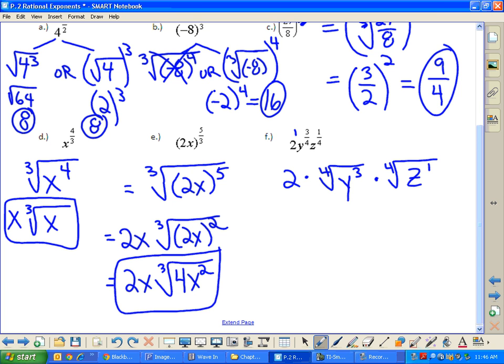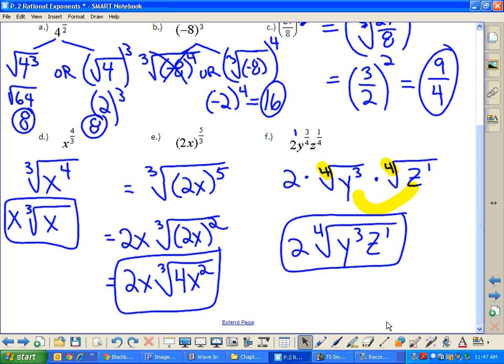Can't simplify either of those radicals, but what I do notice is that their indices are the same, which means we can use our product property to glue those things back together. So this is actually 2 times the 4th root of y cubed z to the 1st. So that is that. Great. So take a look over that because that is our lesson for today. Questions about it? You ready to practice?